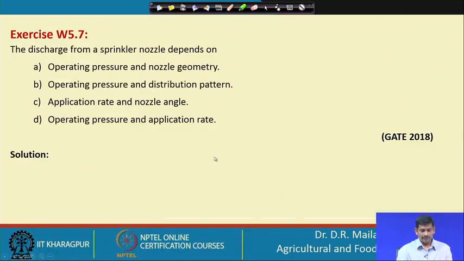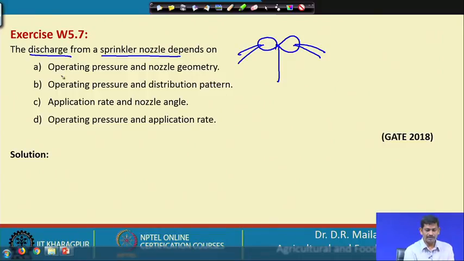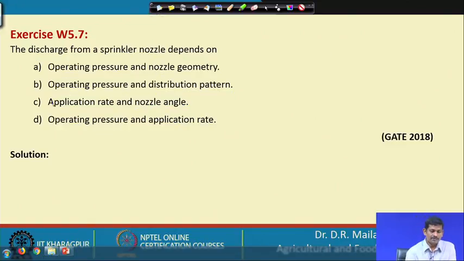Okay, so there is the last example in this. This is kind of a multiple choice. The discharge from a sprinkler nozzle depends on: operating pressure and nozzle geometry; operating pressure and distribution pattern; application rate and nozzle angle; operating pressure and application rate. These are the options given. The first option is operating pressure and nozzle geometry. Definitely when you are talking about discharge, operating pressure influences, and of course nozzle geometry influences. So possibly this could be it. Then the second one, operating pressure, yes, and the distribution pattern.